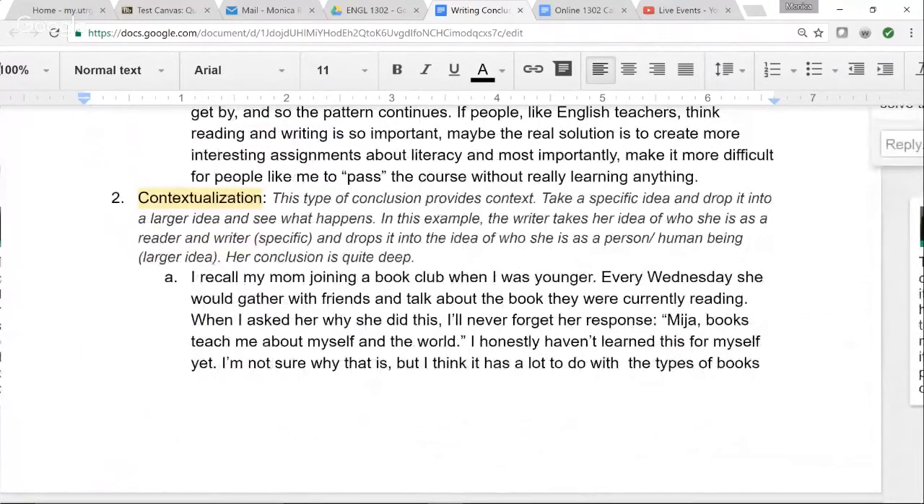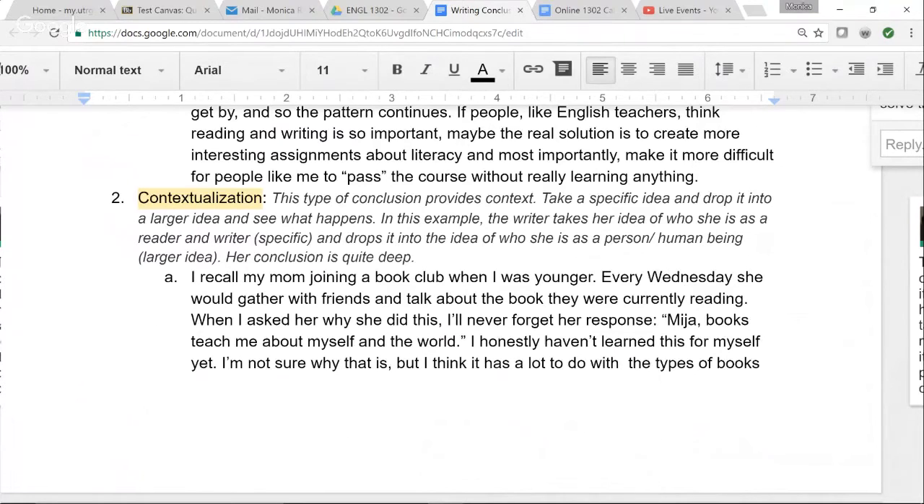The second type is a contextualization conclusion. Now, this type of conclusion provides context. You take a specific idea and you drop it into a larger idea to see what happens. So, for example, here, the writer takes her idea of who she is as a reader and writer. That's very specific. And she drops it into the idea of who she is as a person or human being. That's a larger idea. And her conclusion is actually quite deep.